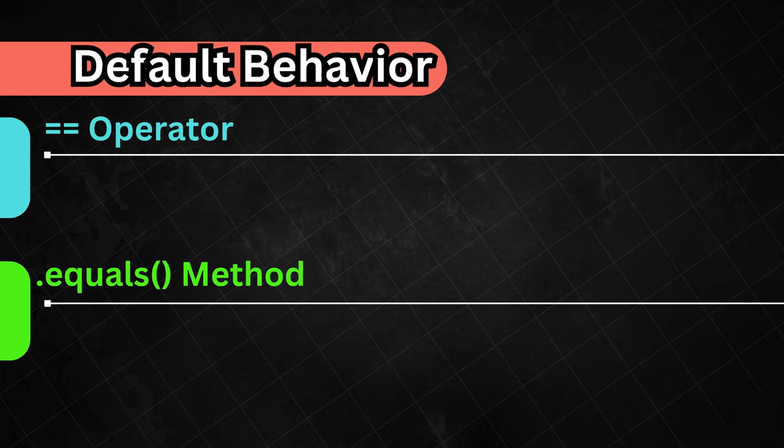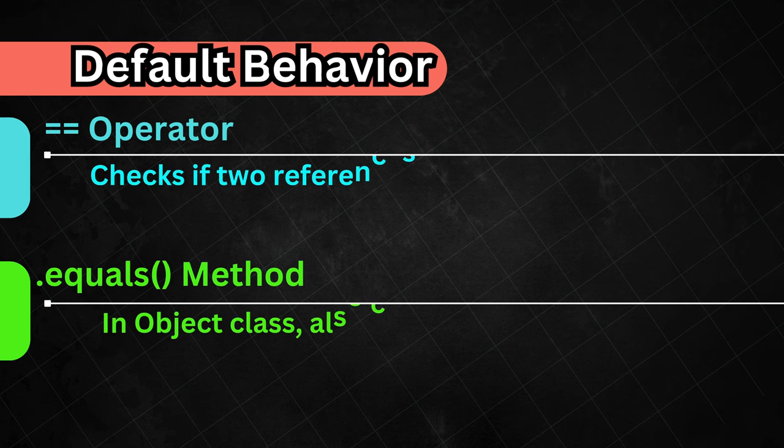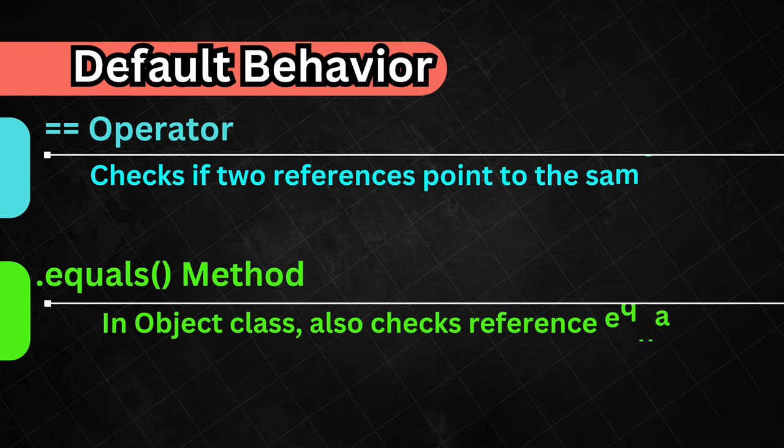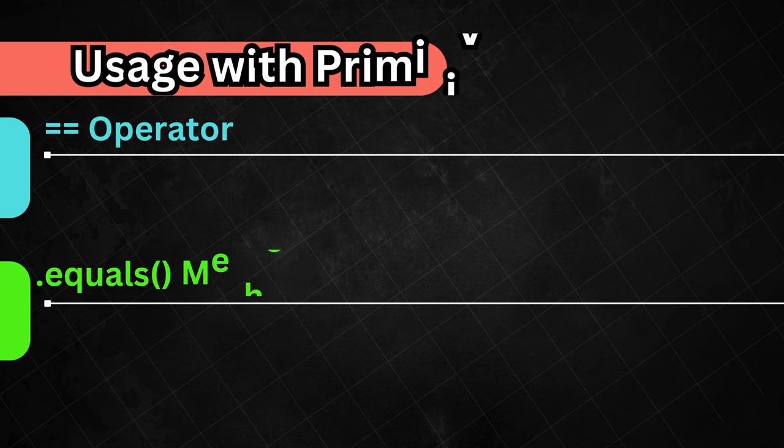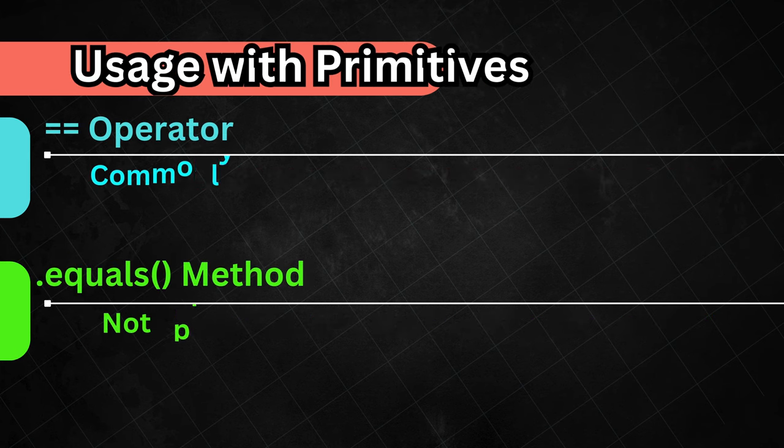Now, regarding default behavior, by default, == checks if two references are identical, meaning they point to the same object in memory. The .equals() method, which is defined in the Object class, also performs reference equality by default. However, this default behavior can be overridden in custom classes to check for value equality instead, which is where .equals() becomes more powerful.